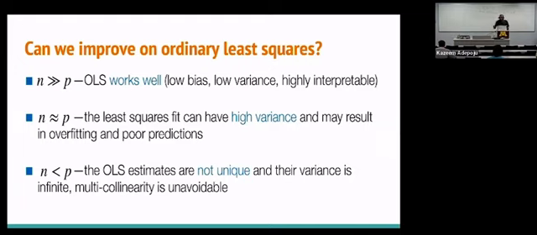Now, when you are pursuing a causal goal or an explanatory goal, then your model needs to be interpretable. But the only way your model can be interpretable is when you don't have a lot of predictors in your model. Because if you have so many predictors in your model, do you know why you are having so many predictors?